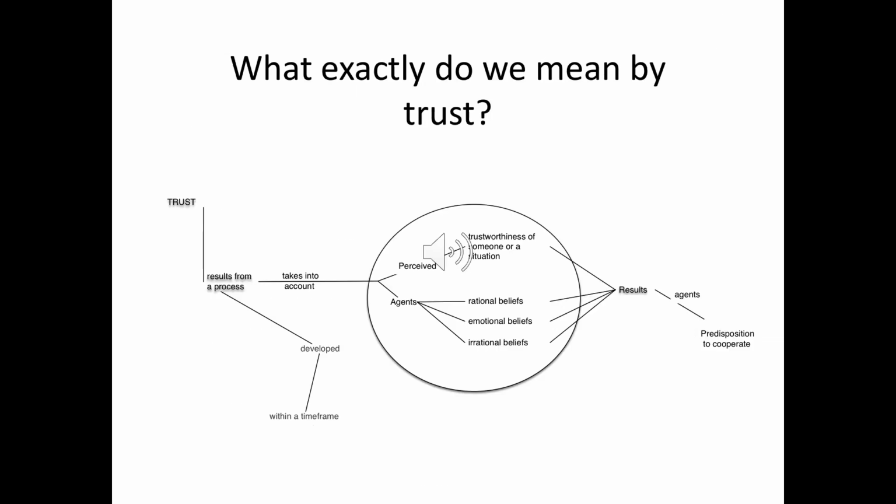What exactly do we mean by trust? Trust is a result of a dynamic process that evolves through time. And this process takes into account certain signs that help us to perceive if someone or a certain situation is trustworthy or not. The result of these perceptions is based on our willingness to interact or not interact with that person or something.